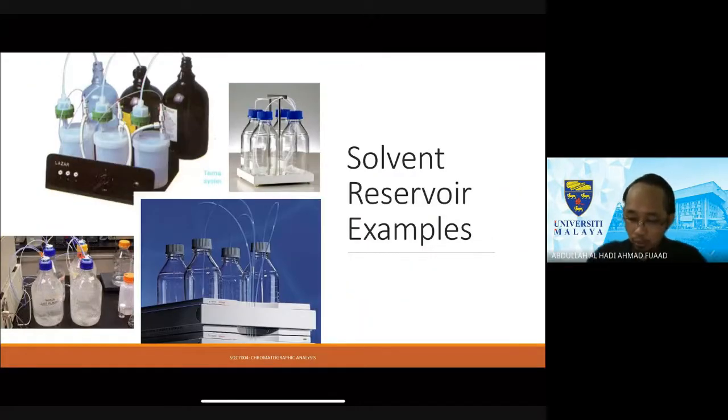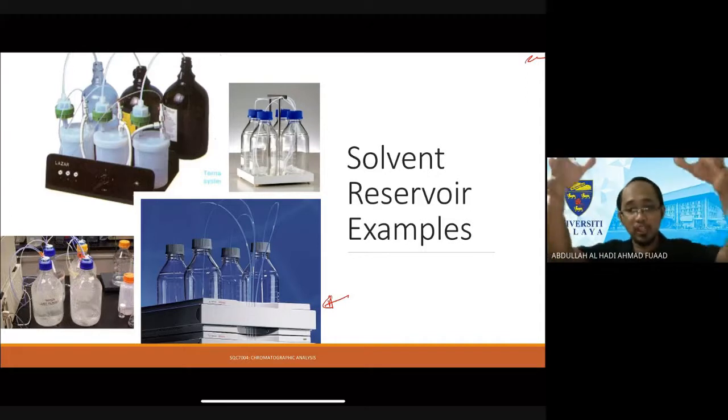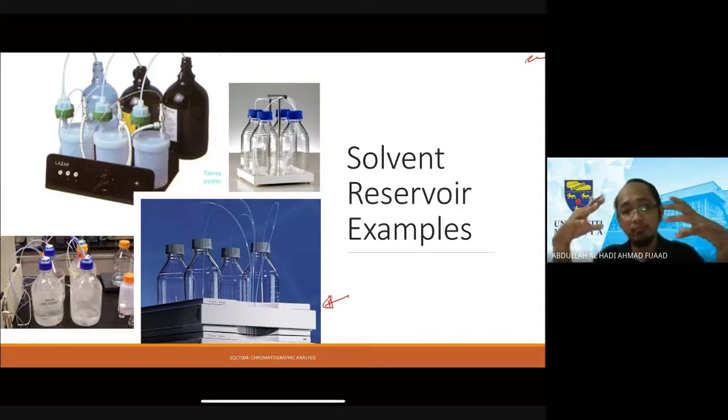All right, so these are some examples of solvent reservoirs. Again, it's just a name. It doesn't mean that the solvent reservoir has to be like the image I showed you from our lecture 1, the image on the bottom right-hand side, where it's set on top of the HPLC itself. But again, it doesn't really matter. A solvent reservoir is just a place where you keep the solvents for HPLC use.